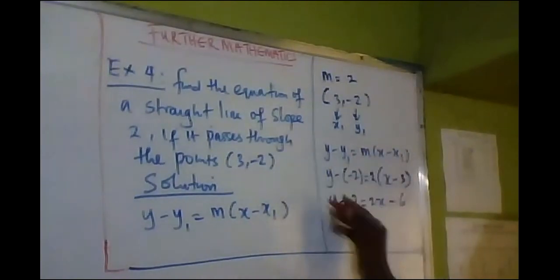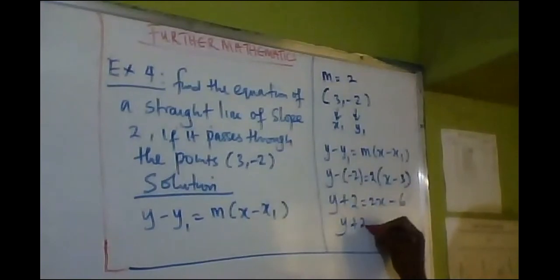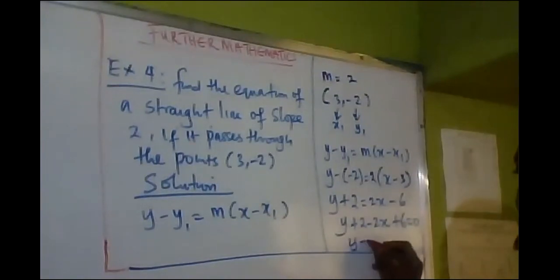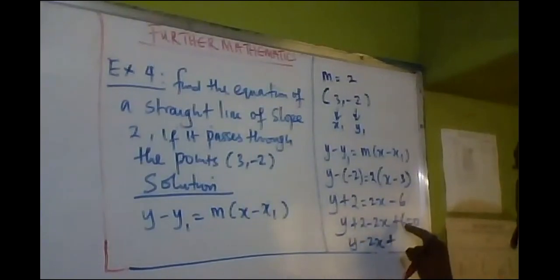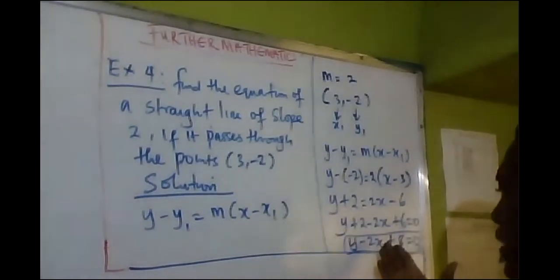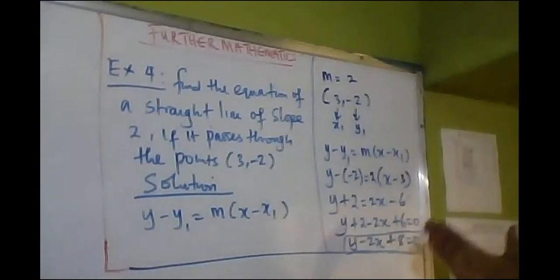So if you move everything towards this side, y plus 2 minus 2x plus 6 is equal to 0. So y minus 2x plus 2 plus 6 is 8, equal to 0. So this is actually the equation. Or you can leave it, they usually leave the answer like this in options if it's objective. Or if you are solving, you can decide to leave it anyhow.